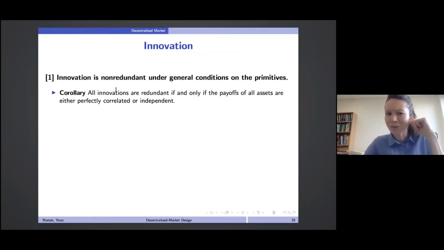I'll present three observations about innovation. Okay, so first, should we expect innovation to be non-redundant in many trading environments, or are such trading environments pretty special? We show as a corollary of a result, which I'll present later, but it is intuitive enough to be stated here, that in the uncontingent market, all innovations are redundant if and only if the payoffs of all assets are either perfectly correlated, in which case the inference is perfect, or independent, in which case the inference is not payoff relevant. And so then innovations won't change the equilibrium price distribution, traders' inference, and price impact.